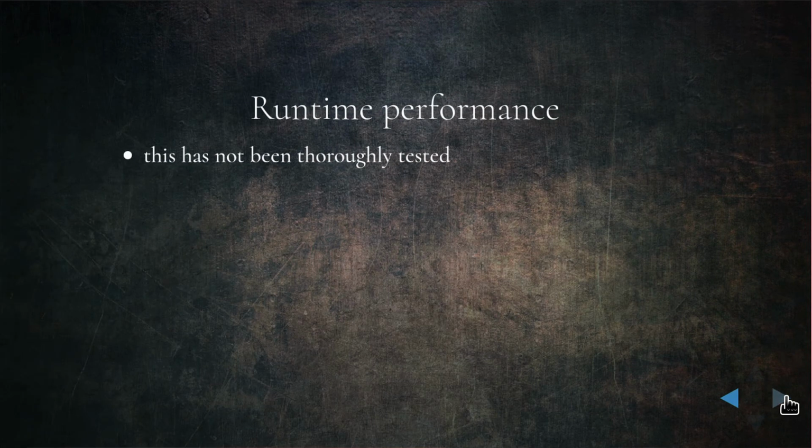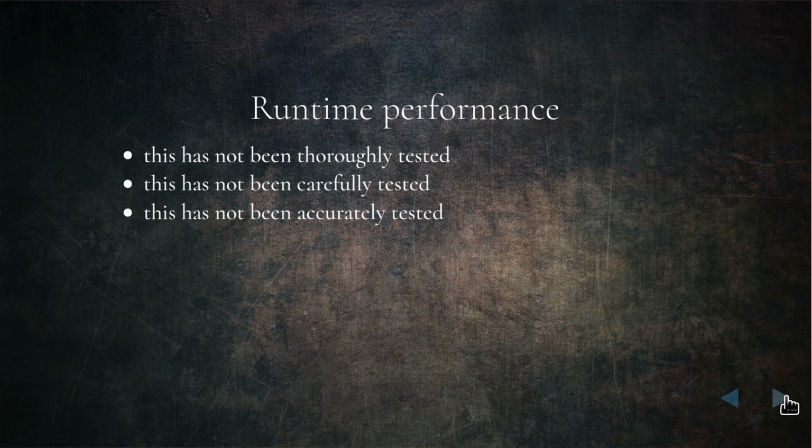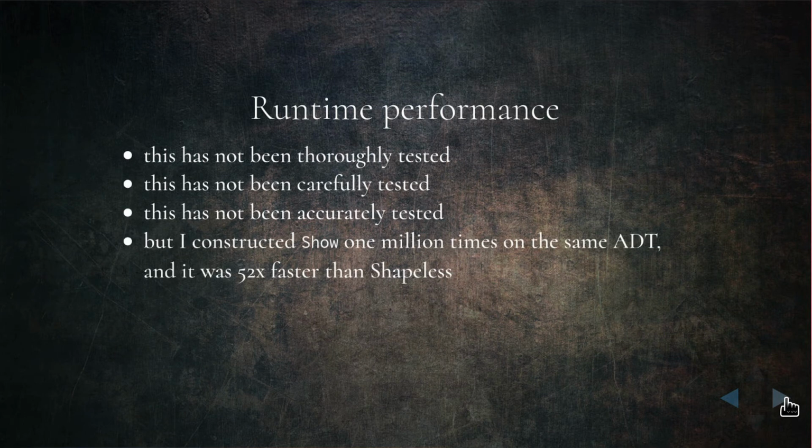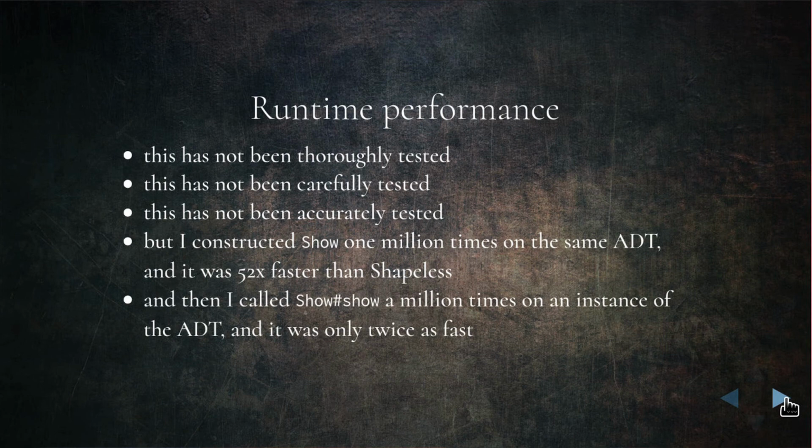Runtime performance, I've not looked at this in much detail, but you saw that we had instances of a lifted case class, lifted parameters. These are all objects which get created on the heap. This is garbage that is maybe worrisome if you have a lot of parameters. So I wanted to look at this. I've not tested it thoroughly, carefully, or even accurately, but I did try to construct 1 million Show instances for a particular ADT, and it was 52 times faster than Shapeless, which got me excited. And then I actually tried to call show on that instance, and it was only twice as fast.